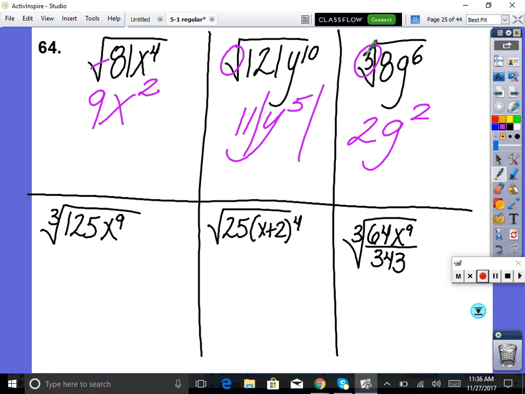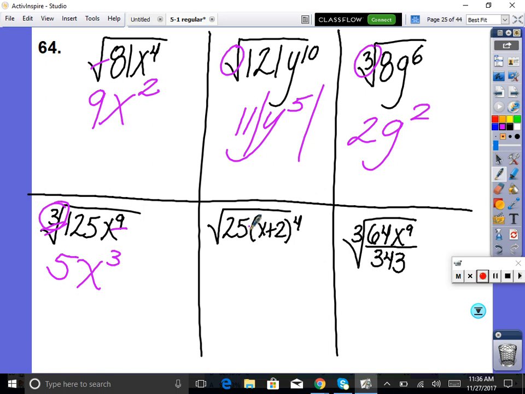Okay, moving on. Cube root of 125 is 5. X to the 9th divided by 3, what's 9 divided by 3, everybody? So it came out perfectly. X cubed. Look, even roots? Nope. So you don't need absolute values. Even root, odd exponent, period, end of story.